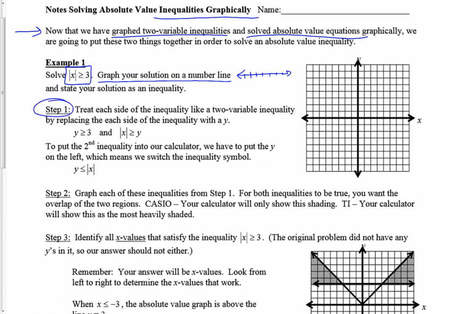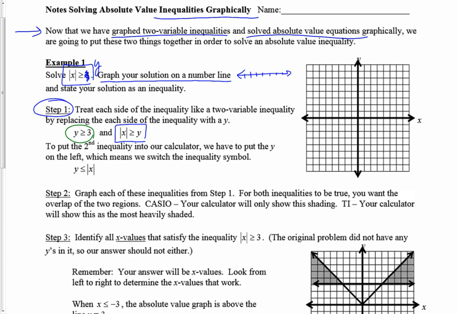For step number 1, we're going to treat each side of the inequality like a two-variable inequality by replacing each side of the inequality with a y. If I go to my original inequality and replace the left side with a y, I would have y is greater than or equal to 3. If I then replace the right side with a y, I would have the absolute value of x is greater than or equal to y.